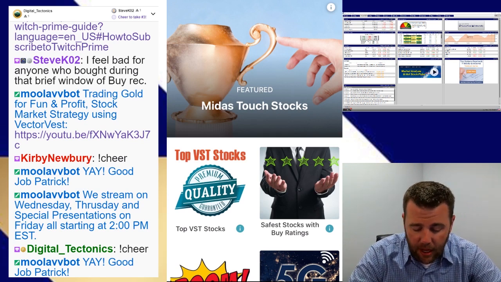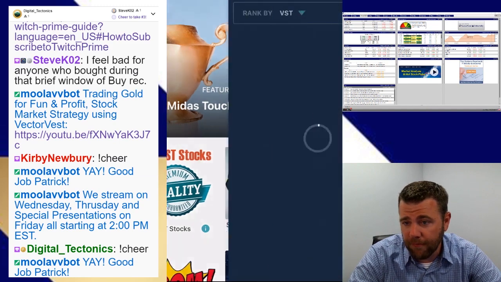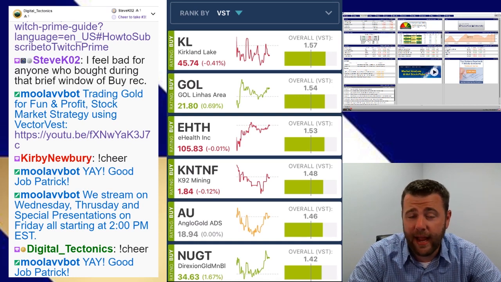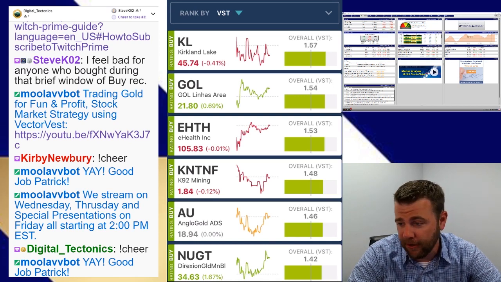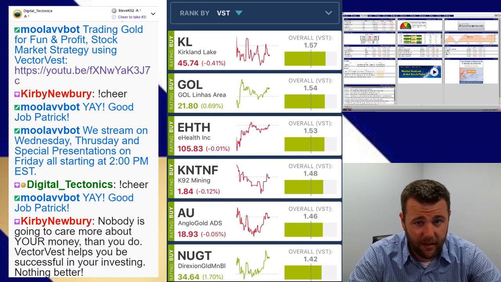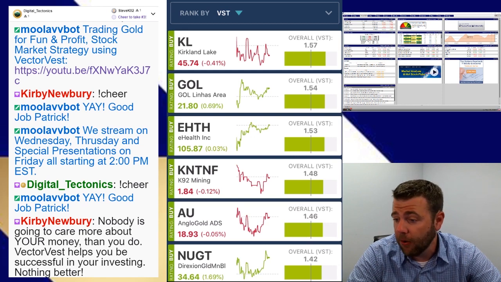Now, Midas touch stocks are more of those momentum plays. So if you're a short-term swing trader, this is a great place to go to find some stocks. You can make some excellent gains in very, very short periods of time. Being a swing trader, you're looking anywhere from a week to potentially up to 3 months.